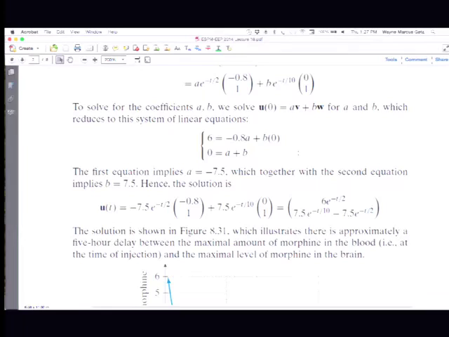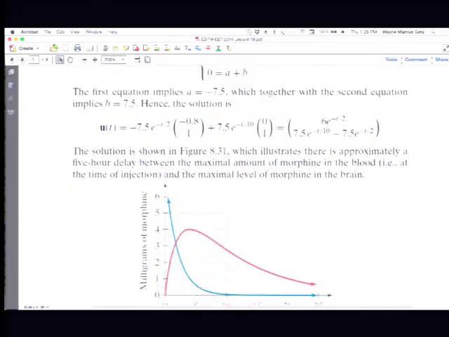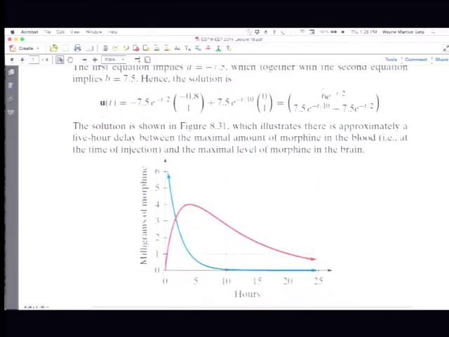So you can see that U1, the first U1, which is the amount in the blood, is going to satisfy this equation, and U2, the amount in the brain, is going to satisfy this equation. And when t is equal to 0, we just get 6, where we're supposed to start at. And this is 7.5 minus 7.5 is 0, where we're supposed to start at. And now we can just plot those curves using a graphing program that can calculate exponentials.